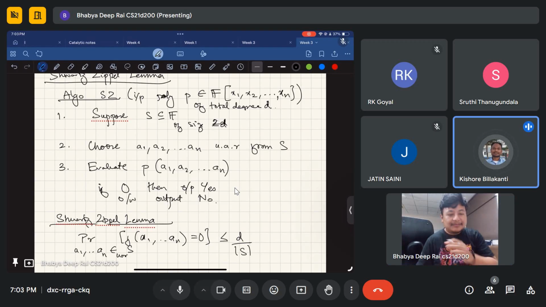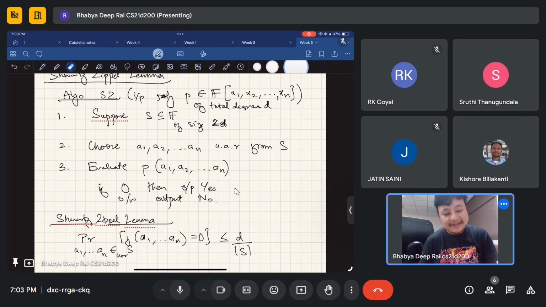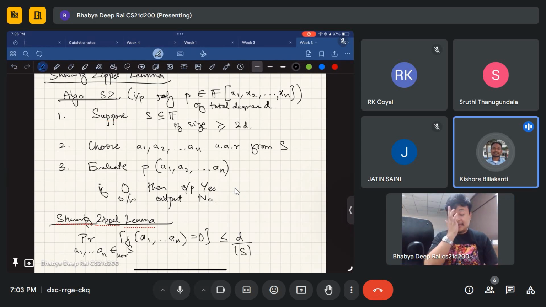No, that's fine. But my question is, why are we taking only 2D elements? Let us suppose the degree of the polynomial is 5. That means the size should be 10 elements. Yeah, at least. Here it's written 2D. It should be at least 2D. You can take larger. So it should be equal to or larger, but not less than.